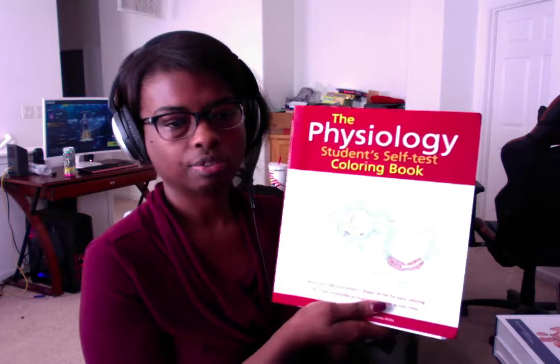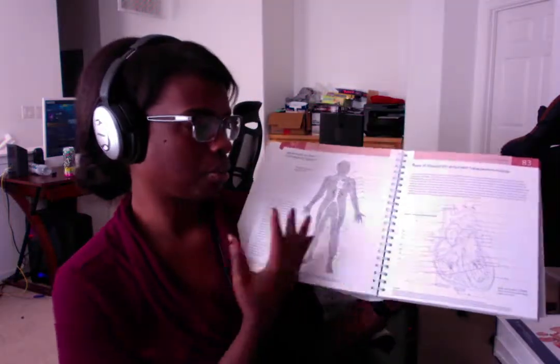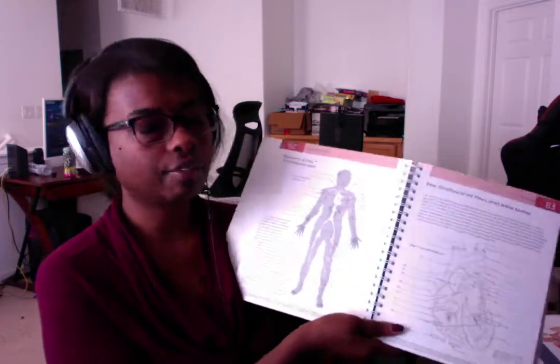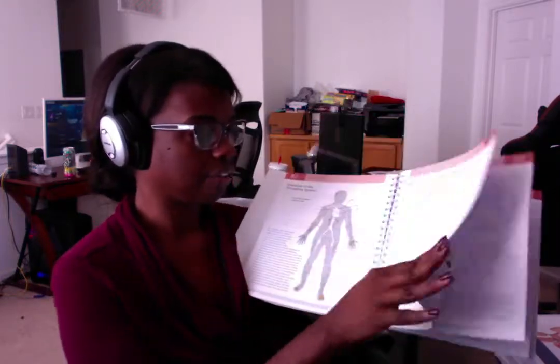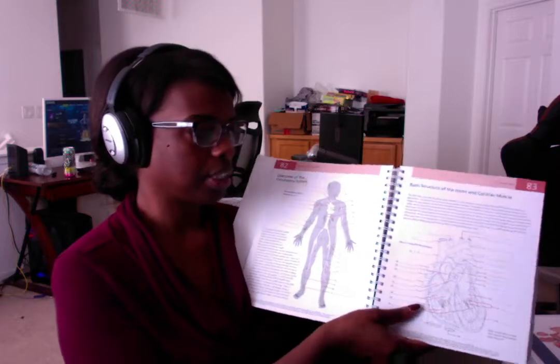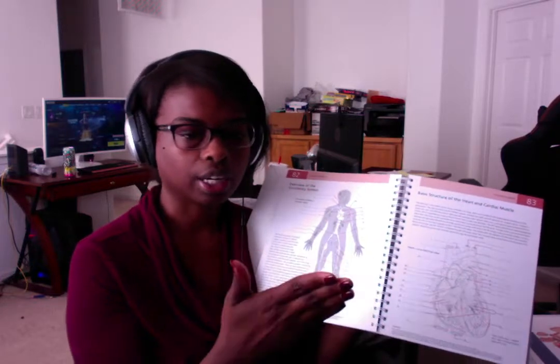I also had this physiology book, and I would do the same thing. I would take parts of whatever. All of my pages don't have any coloring or anything in them, because I would make a copy of them and then take it with me and fill out the answers all the time.